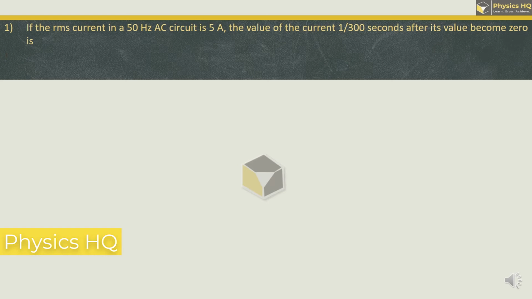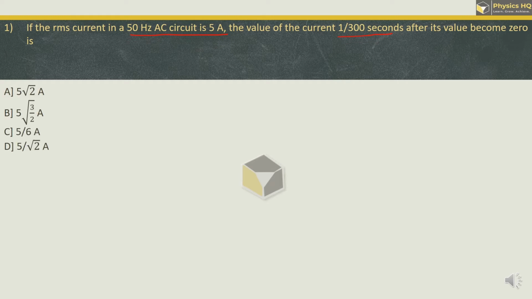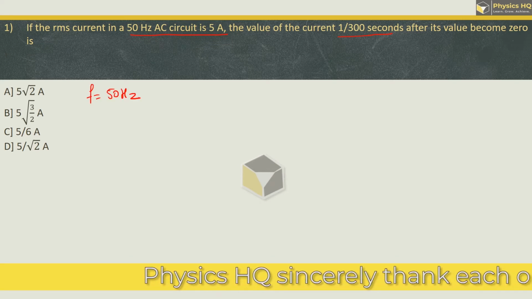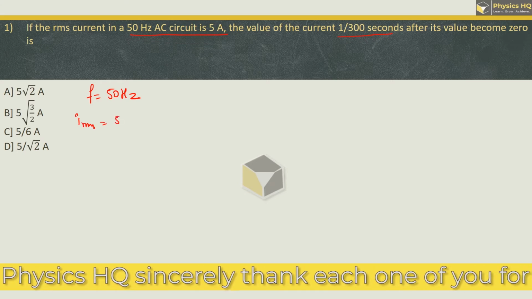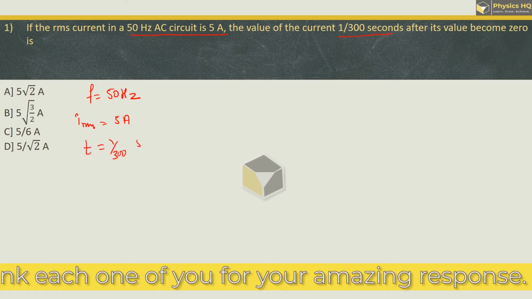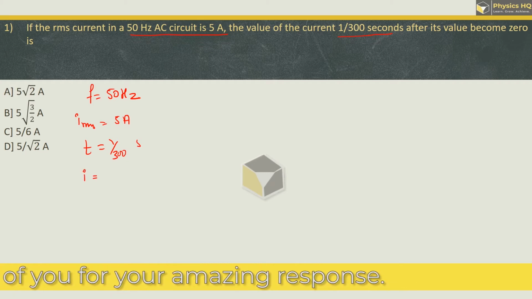If the RMS current in a 50 Hz AC circuit is 5 ampere, the value of current 1 by 300 seconds after its value becomes 0 is: 5 root 2, 5 root 3 by 2, 5 by 6, or 5 by root 2 ampere. So over here we have frequency given as 50 Hz. We have RMS value of current given as 5 ampere. We are given time as 1 by 300 second and we are supposed to find the value of current at this particular time.